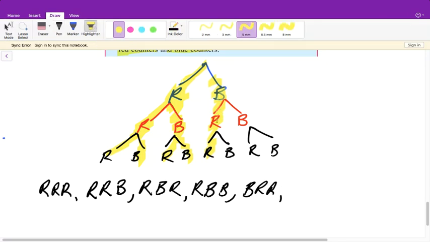Then the next one, we could have gone blue, red, blue. The next one would have been blue, blue, red. And then the last one, we could have done blue, blue, blue.